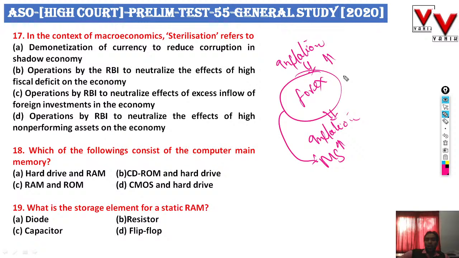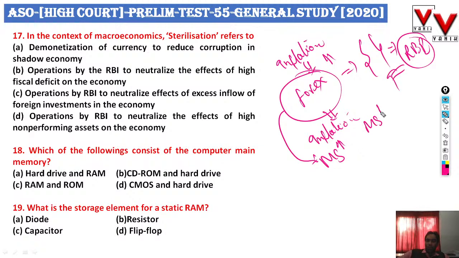Whenever the foreign currency increases, that much amount of money has to be printed by the RBI, and that becomes part of the money supply. So when the forex increases, the RBI has to print the money, and that leads to an increase in money supply, and that is going to lead to inflation.